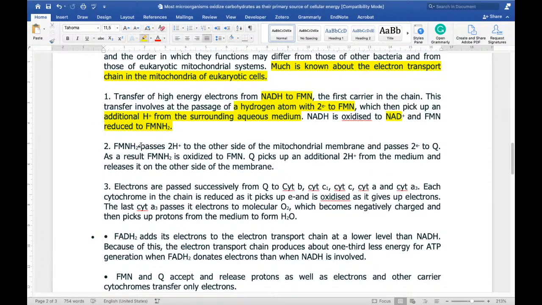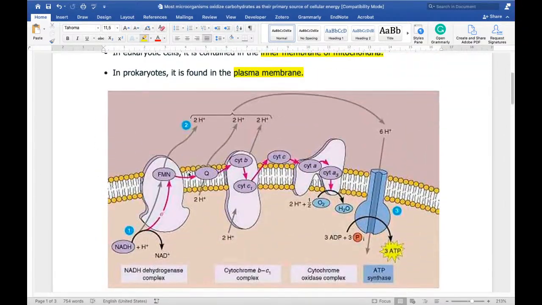FMNH2 passes two hydrogen molecules to the other side of the mitochondrial membrane and passes 2 electrons to Q. As a result, FMNH2 is oxidized to FMN, and Q picks up an additional 2 hydrogen molecules from the medium and releases them to the outside of the other membrane. So this Q will also release two molecules of hydrogen after taking them from the FMN, taking 2 hydrogen molecules from the inside of the membrane and producing them to the outside membrane of your mitochondria.